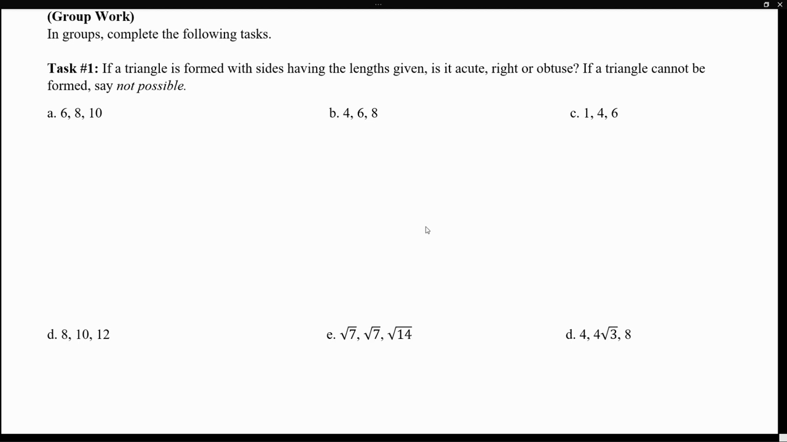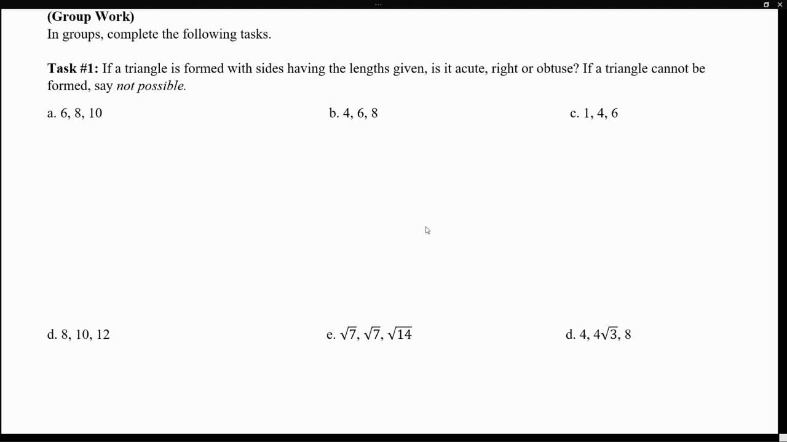6 plus 8 is definitely greater than 10, so we're good. 6 plus 10 is definitely greater than 8, so that's good. 10 plus 8 is definitely greater than 6, so that's good. Notice what we did: I just added two sides and made sure that it was greater than the third. You just have to check all three. So we know for a fact that we have a triangle here.